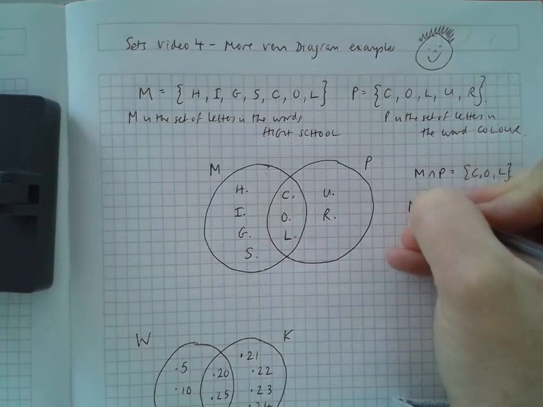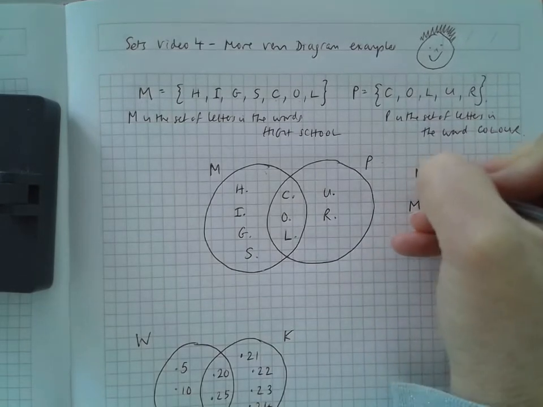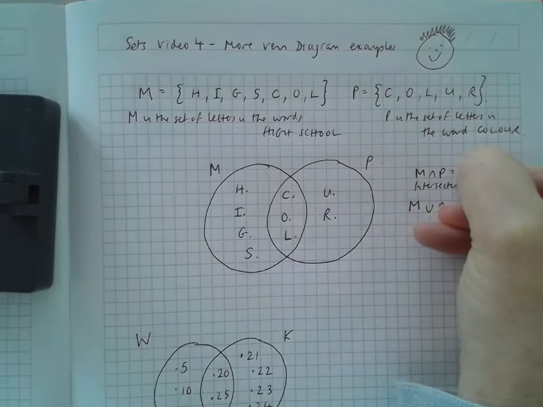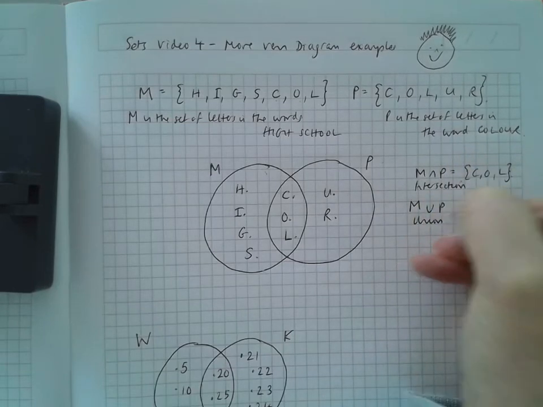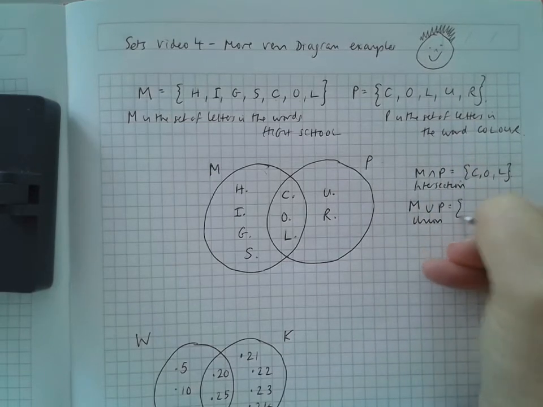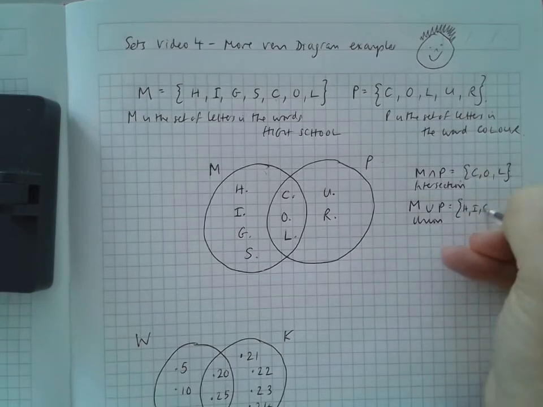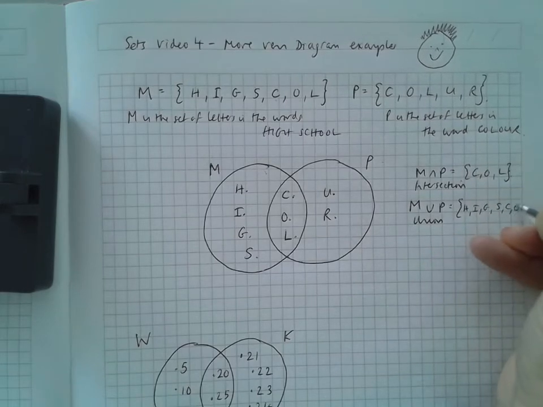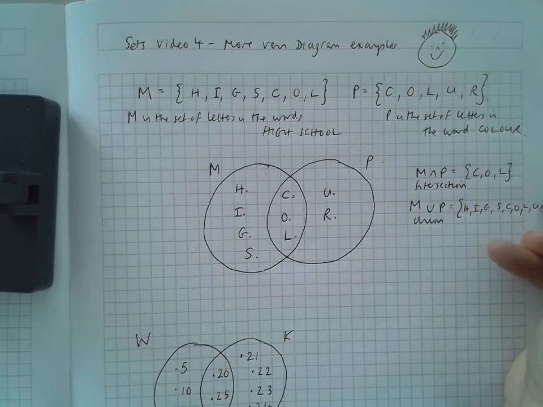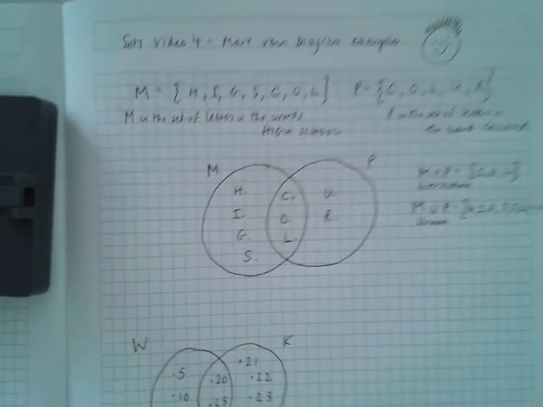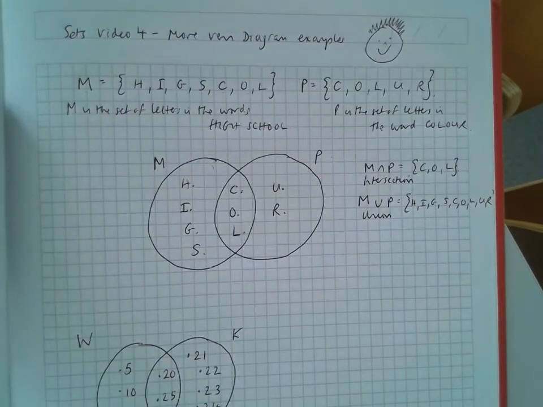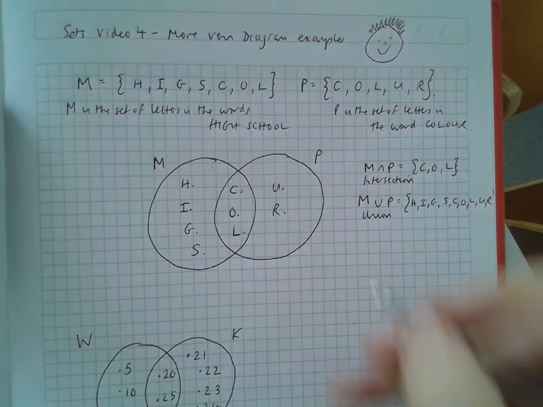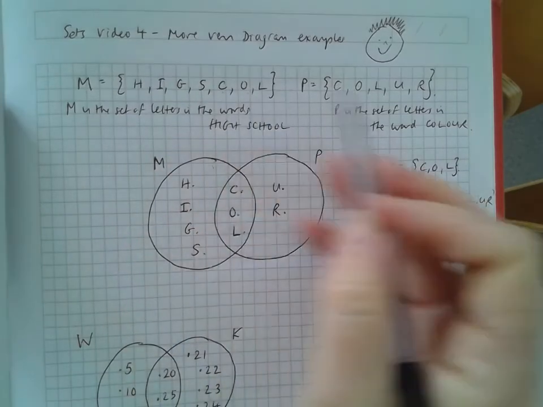M union P, so this is intersection, and this is union. M union P is equal to H, I, G, S, C, O, L, U, R. Okay, should I get them all there? H, I, G, S, C, O, L, U, R. Yeah, okay. The elements of M are there and the elements of P are there.